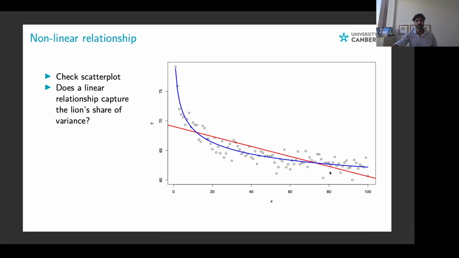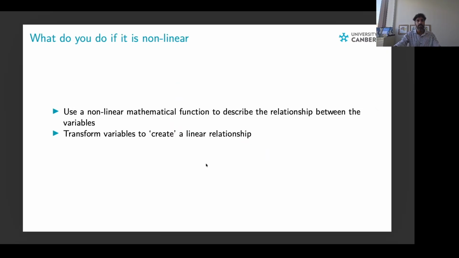You may not be thinking any more of it, but this is why doing descriptives is important, because you'll see actually the lion's share of this variance is captured by a nonlinear line rather than this linear line in red. So it's important to always graph your data to see what's there.